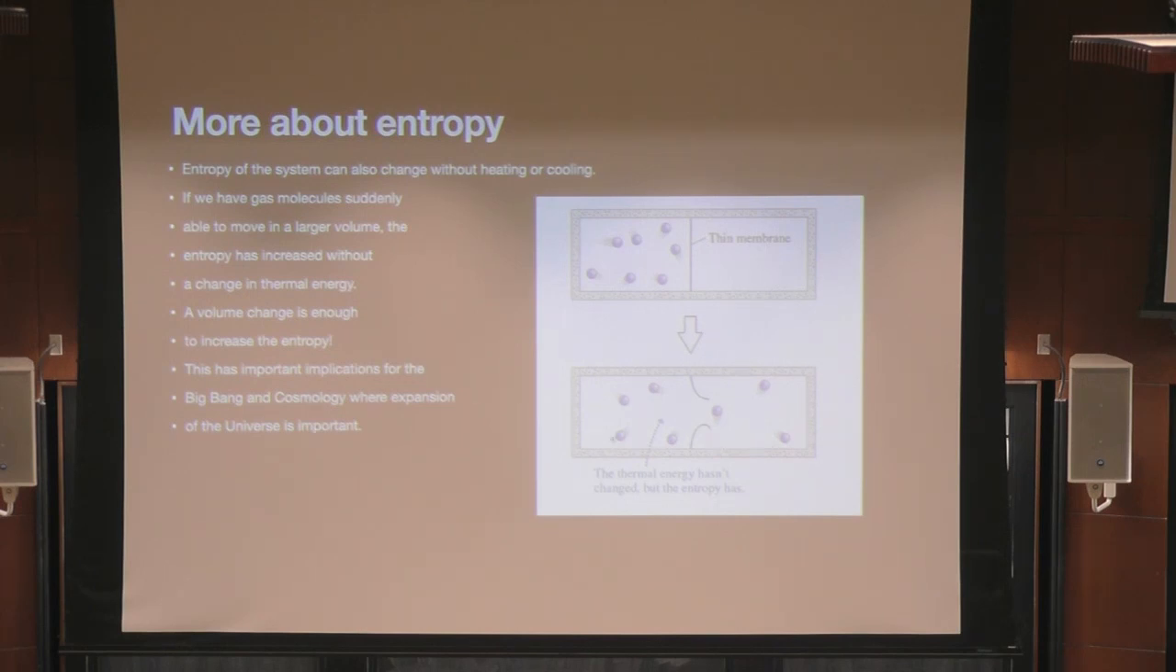And this has important implications for, like I said before, the Big Bang and cosmology, where expansion of the universe was important. So we can see here that we can take this system of molecules and change its volume. The thermal energy hasn't changed, but the entropy has. There's more entropy associated with this system because there's more places for the energy to go. So entropy is a function of more than just temperature. It's also a function of position. And the more position possibilities we have for these molecules to take, the more entropy we have.